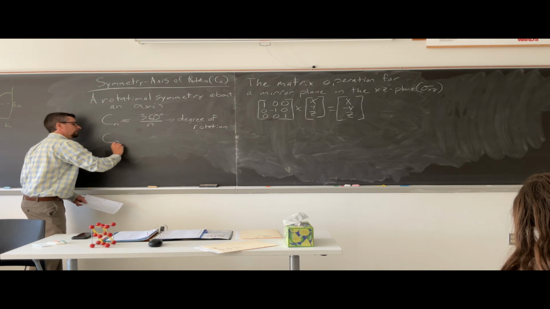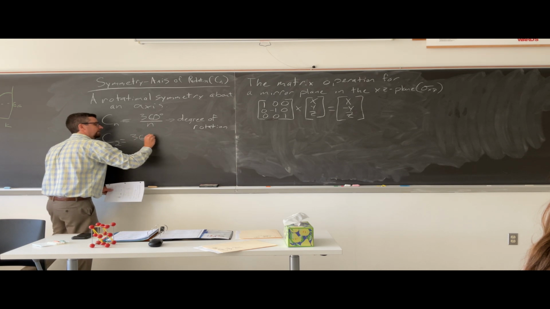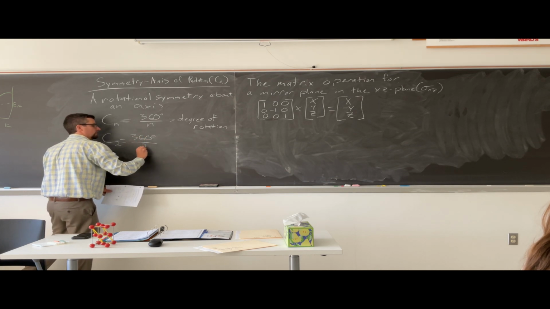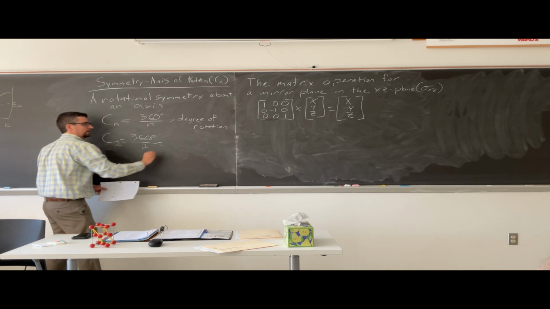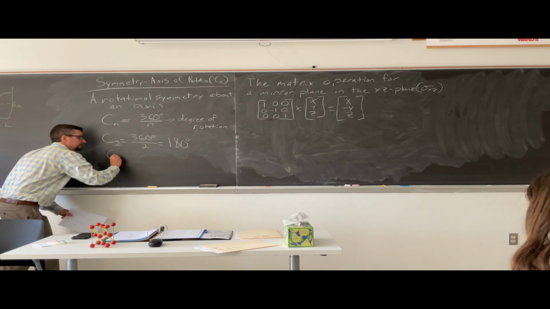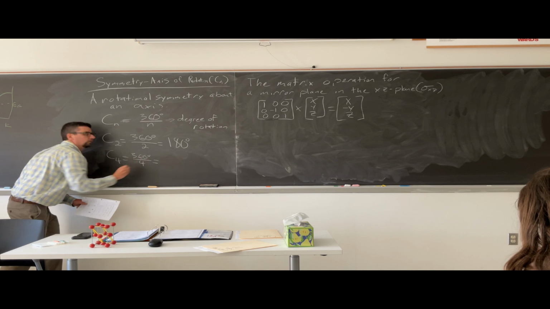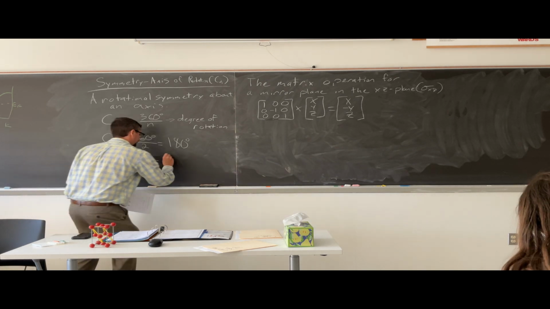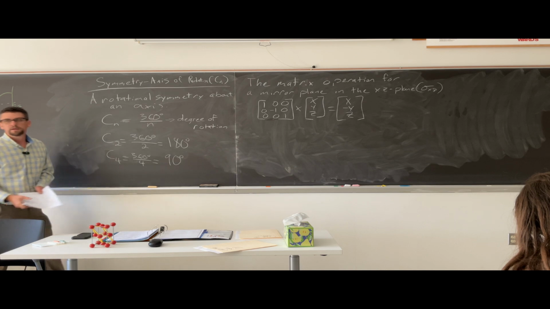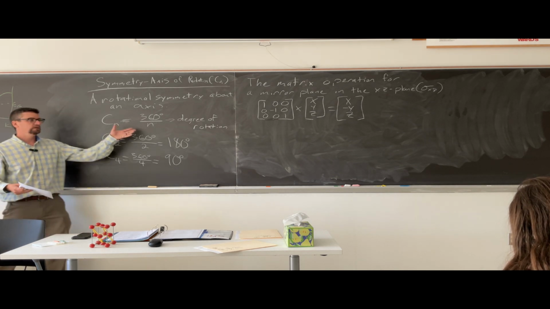So let's say we have a C2, like we just saw. It's 360 divided by what? 2 gets us a value of what? So it would have a 180 degree rotation. What about our C4? It's 360 divided by 4. What's that equal to? 90. So it's a shorthand way to do that. Does that make sense to people? Yeah, it takes a little bit to get there.